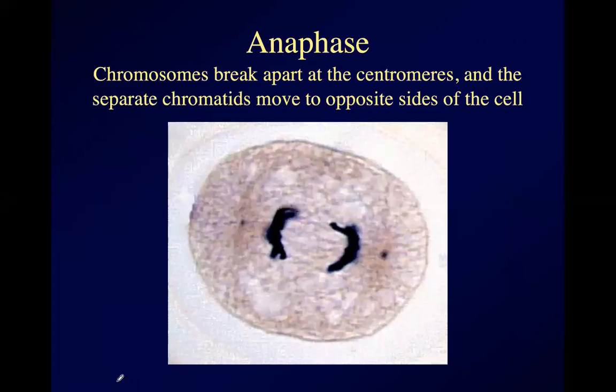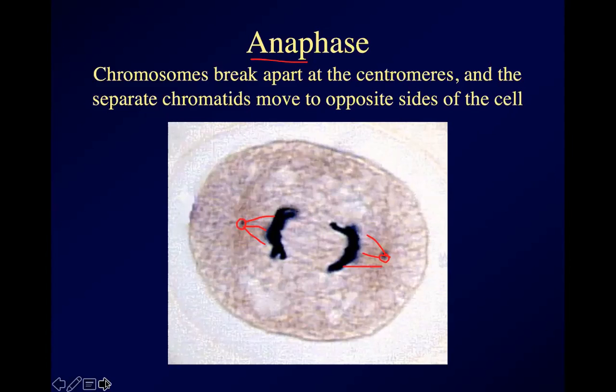Okay, now what? In the next phase, anaphase, the chromosomes break apart at the centromeres, and separate chromatids migrate to opposite sides of the cell. They're getting pulled by the spindle fibers. So there's one centrosome, there's the other centrosome, and the spindle fibers coming from each have made the chromosomes break at that centromere, and the separated chromatids are moving to opposite sides of the cell.